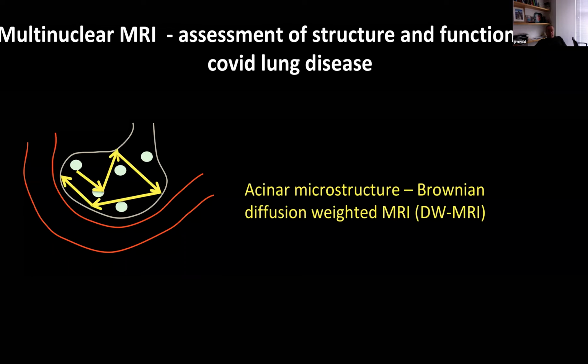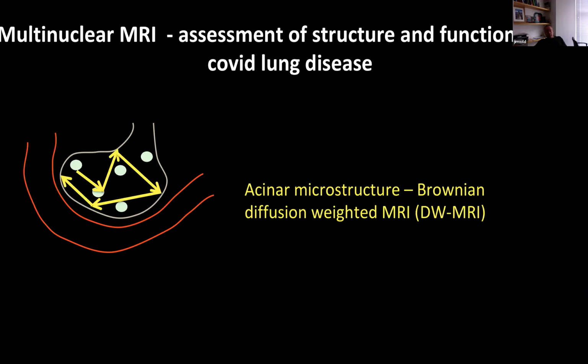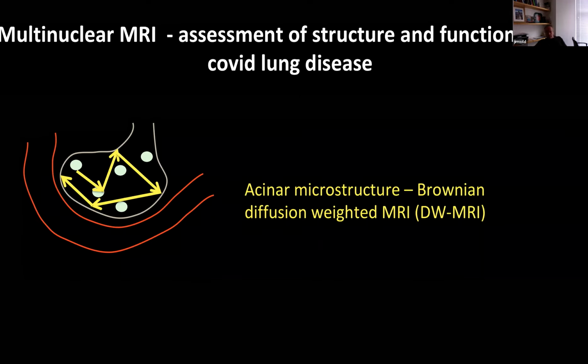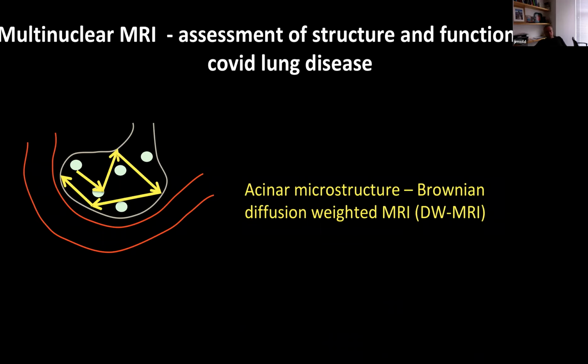The other thing is that it's an inert gas, a noble gas, and it's diffusive. It bounces around by Brownian diffusion in the airways, and we can sensitize MRI to diffusion. We apply diffusion gradients and we measure the Brownian diffusion of the gas within the airways. And from that, by measuring the apparent diffusion coefficient, we can get a feel for the length scales of the airway microstructure. So we can measure length scales by measuring the Brownian diffusion with MRI.